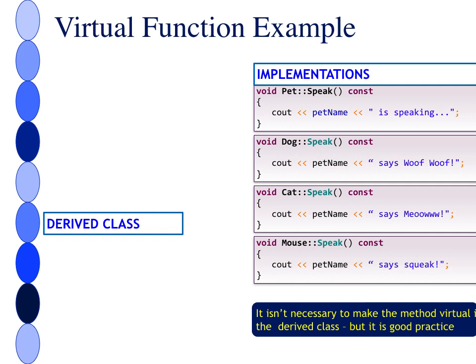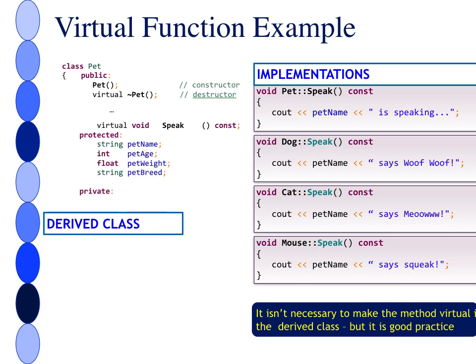Let's take a look at a few examples of virtual functions as we had discussed before. You see here there are multiple implementations of the same speak function, one for the pet, which is the base class, and one for each derived class: the dog, the cat, and the mouse. If we look at the pet implementation, which is the base class, we have to have a virtual destructor because we have virtual functions. And then here we have this virtual speak, which will be replaced by a virtual speak in any of the derived classes.